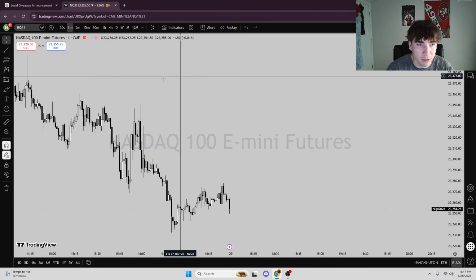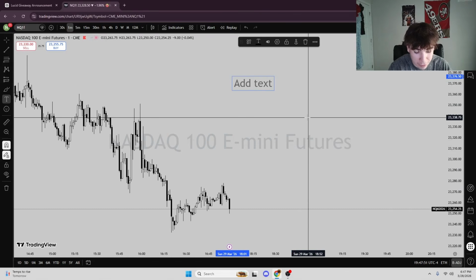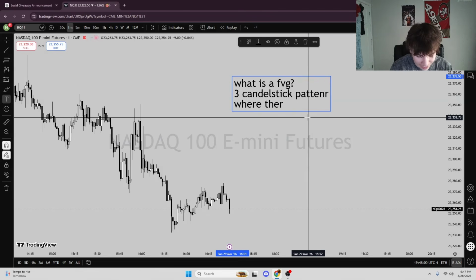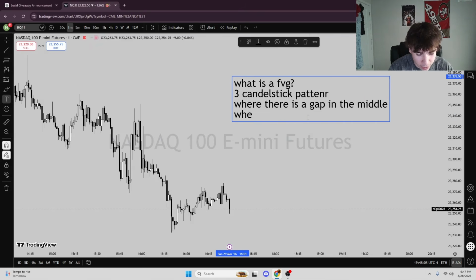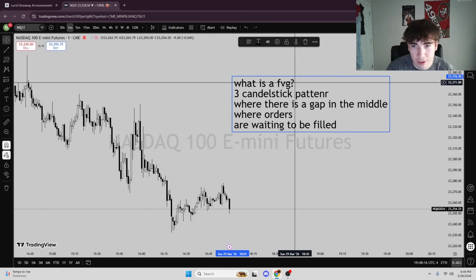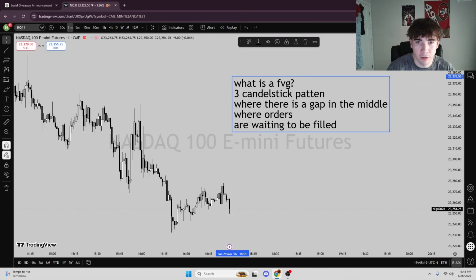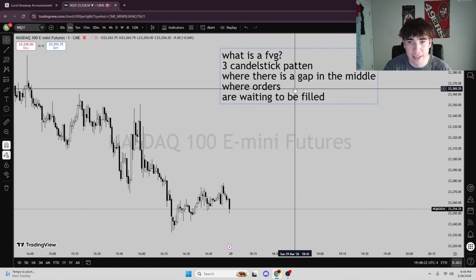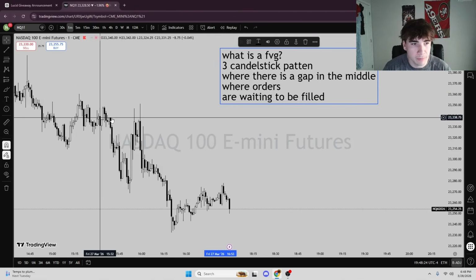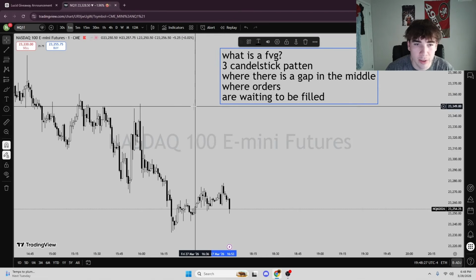Now let's dive straight into a fair value gap. For those of you that don't know, what is a fair value gap? A fair value gap is a 3 candlestick pattern where there is a gap in the middle where orders are waiting to be filled. Excuse the typing, but a fair value gap is a 3 candlestick pattern where there's a gap in the middle where orders are waiting to be filled. As in, there's a 3 candlestick pattern where no wicks overlap.